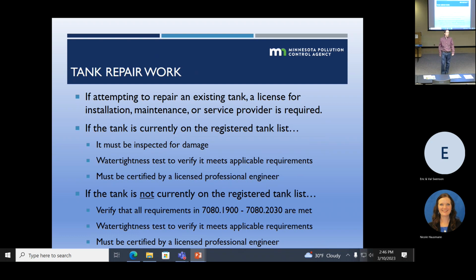So if there's a crack in the bottom of a tank, let's just say one of our local tank manufacturers was out and put some super duper hydraulic sealant in there.